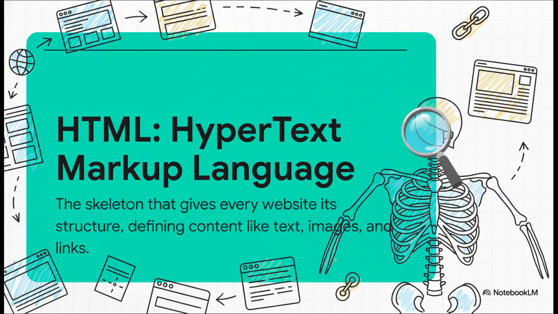Now, this isn't some super fancy programming language. It's actually much more important. It's the skeleton. It's what gives every single website its structure. Every title, every piece of text, every picture you've ever seen online, it's all put in place by HTML.